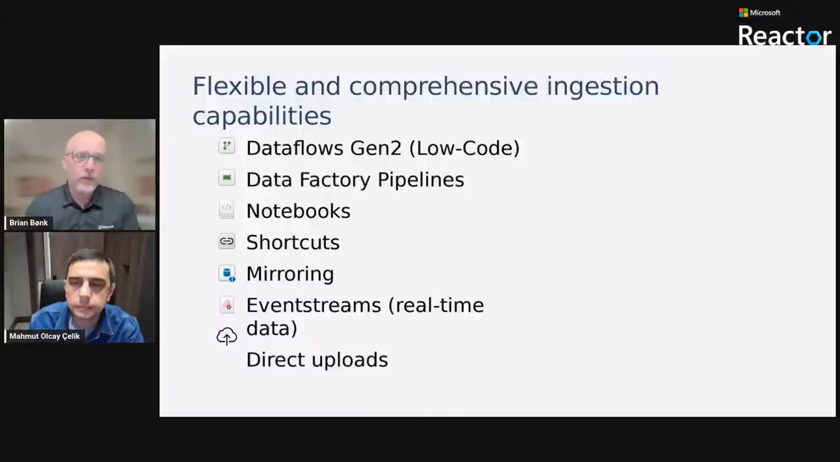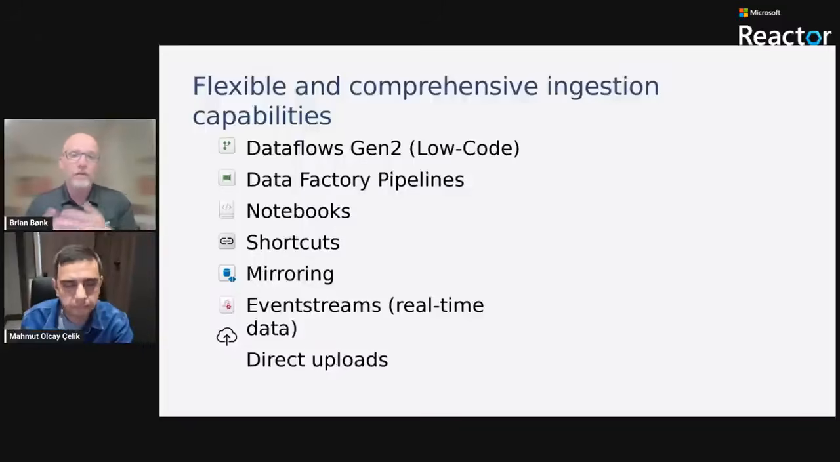Of course, we also have Data Factory pipelines. We have notebooks, shortcuts. You mentioned shortcuts, Mahmut, and also mirroring. We have Event Streams, which handle all the real-time data from IoT devices. And of course, we can just do a direct upload. And direct upload doesn't have to be data files. It can also be an image. It can be a Word document. It can be whatever you have. And then you can use a notebook to really work with that data in any way you want to.